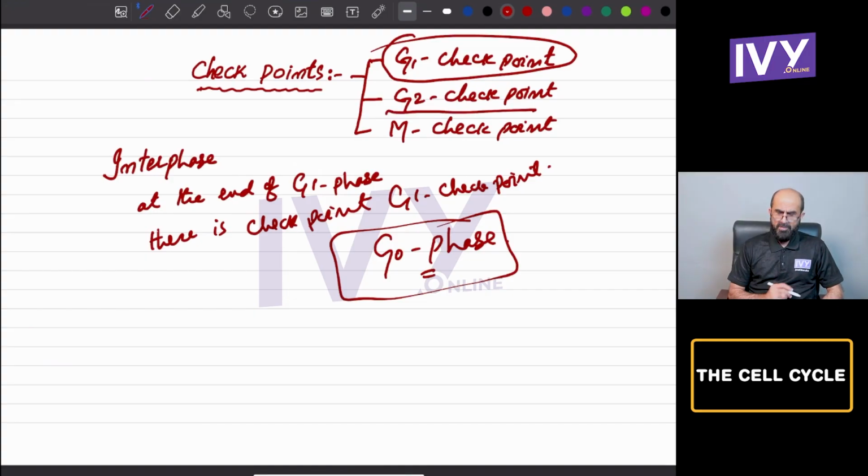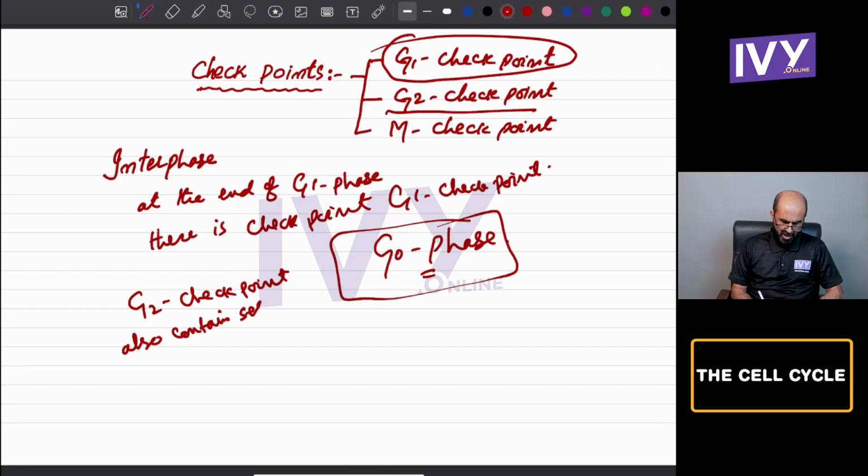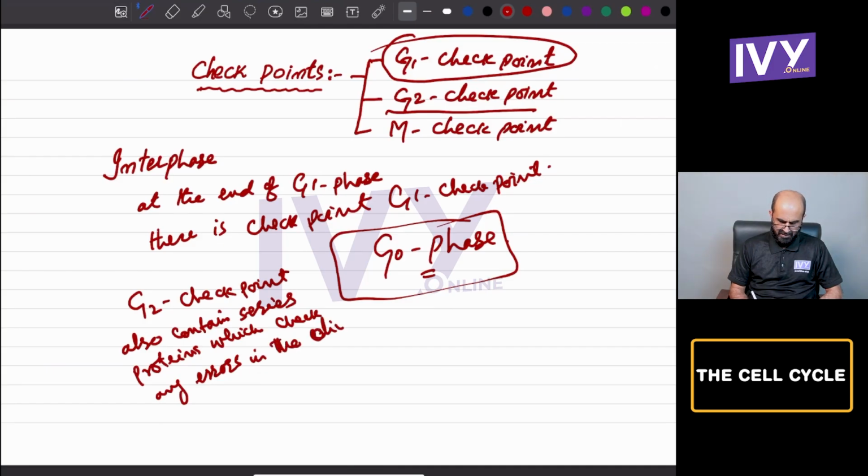Now, what about the G2 phase? The G2 checkpoint is present at the end of G2. There is no checkpoint in between the S phase and G2 phase. So the G2 checkpoint also contains a series of proteins which check any errors in the dividing cell just at the end of G2 phase.